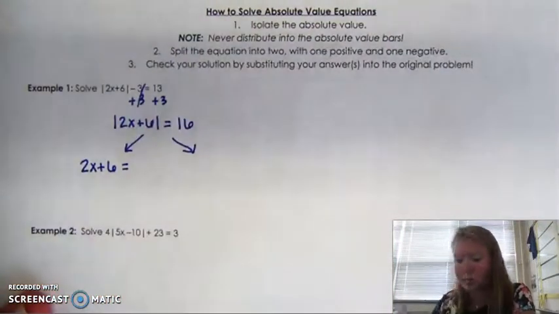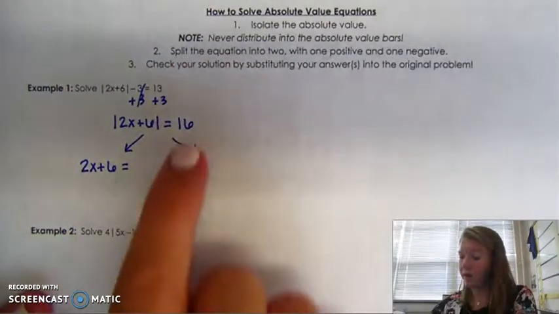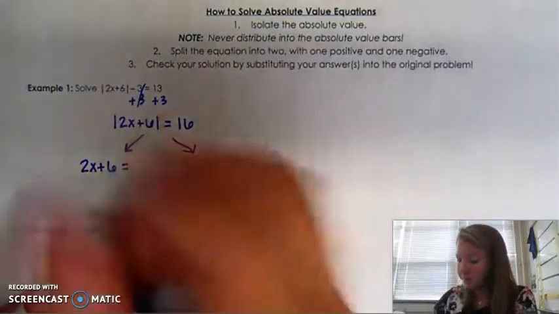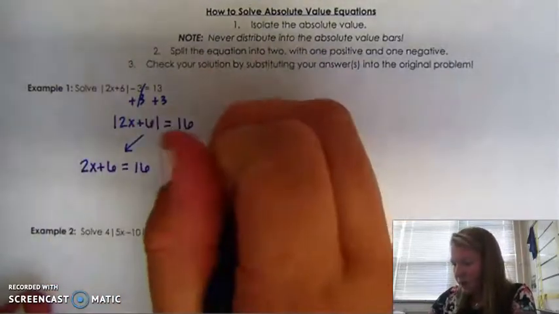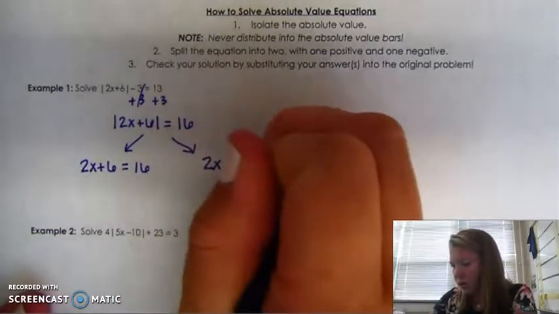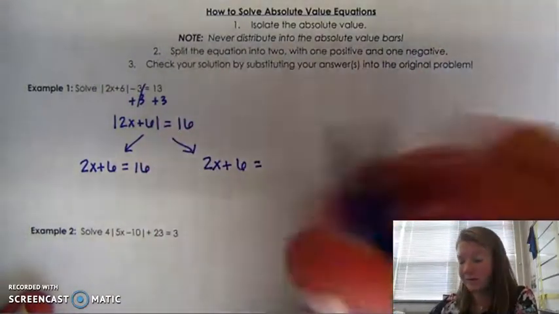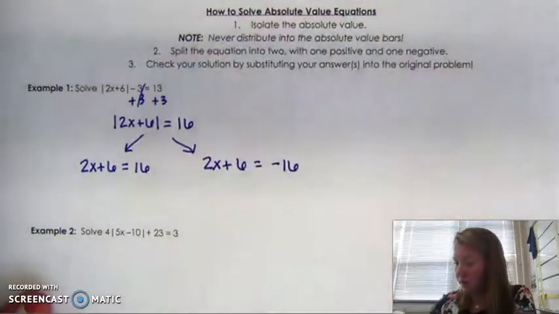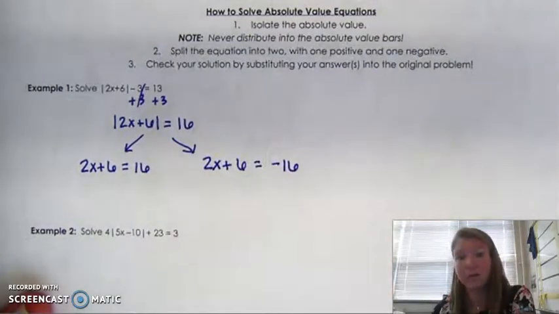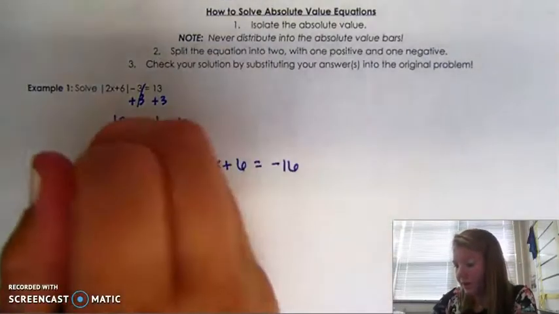Here I drop the bars, okay, so this is going to become a linear equation. And then I'm going to make one equal to 16. And then the other equation I'm going to make equal to the negative of this, so -16. I'm going to solve each of these for x and then plug back into my original equation to check the answers. So subtract 6.